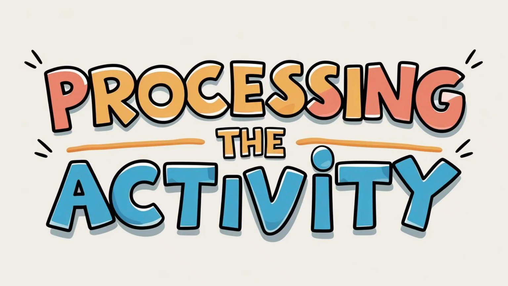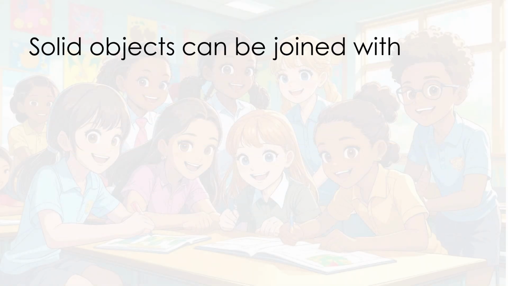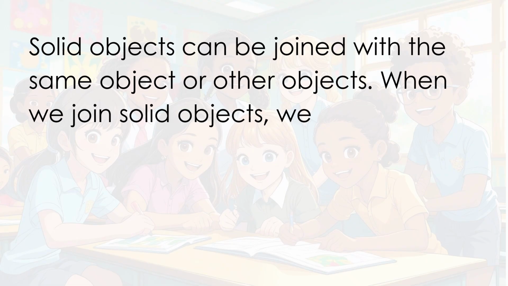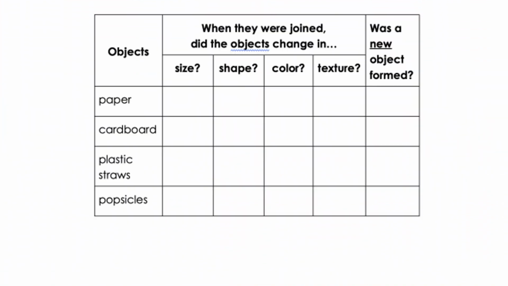Processing the activity. Solid objects can be joined with the same object or other objects. When we join solid objects, we use tools that make two separate objects stick together. Objects: paper, cardboard, plastic straws, and popsicles.